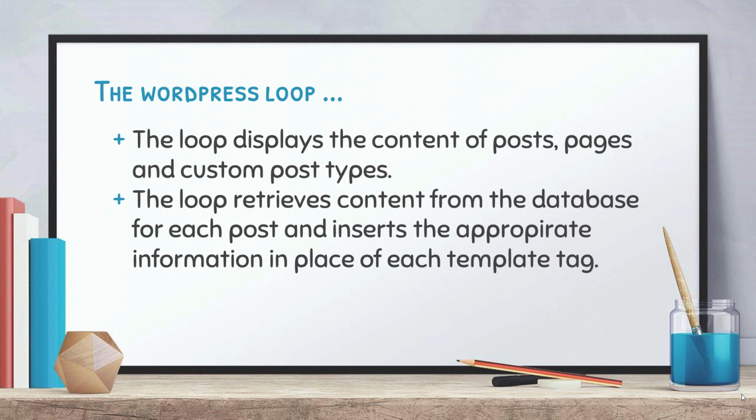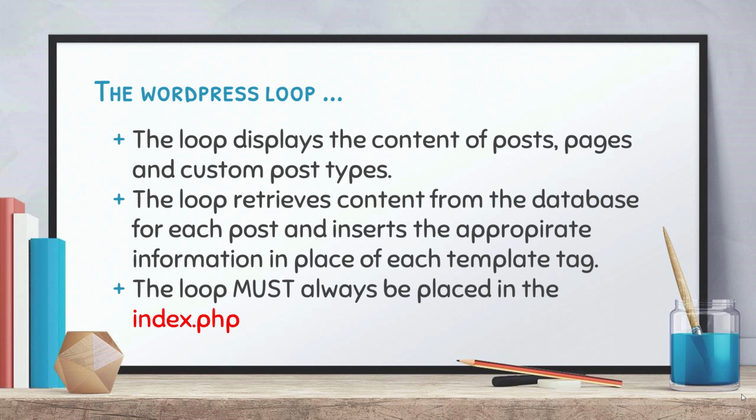Now, what happens here is the WordPress loop will retrieve all that content from your database for each post. And then where you have your template tags in your WordPress template, the loop will insert the appropriate information meant for those tags. As I said earlier, if we had a tag like the_date inside the WordPress loop, the loop will insert the date on which that post was published in place of the template tag the_date.